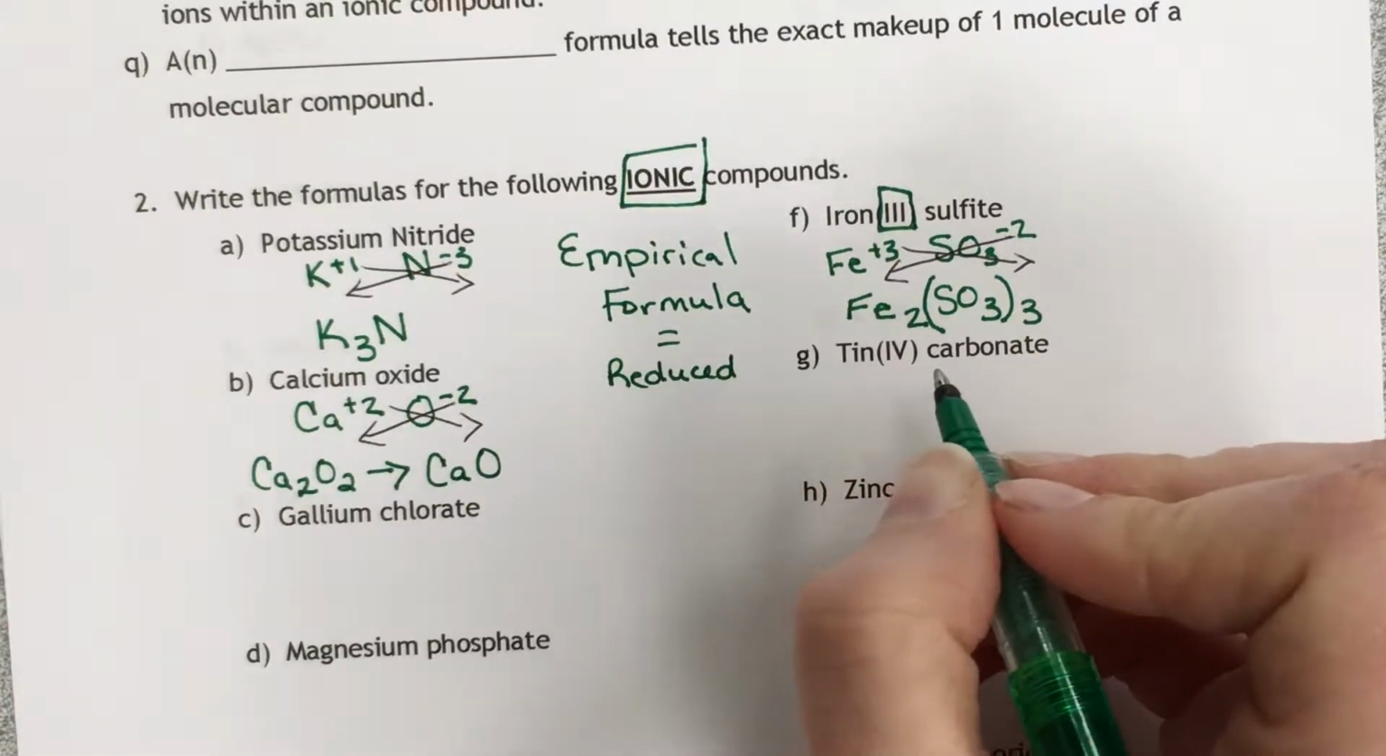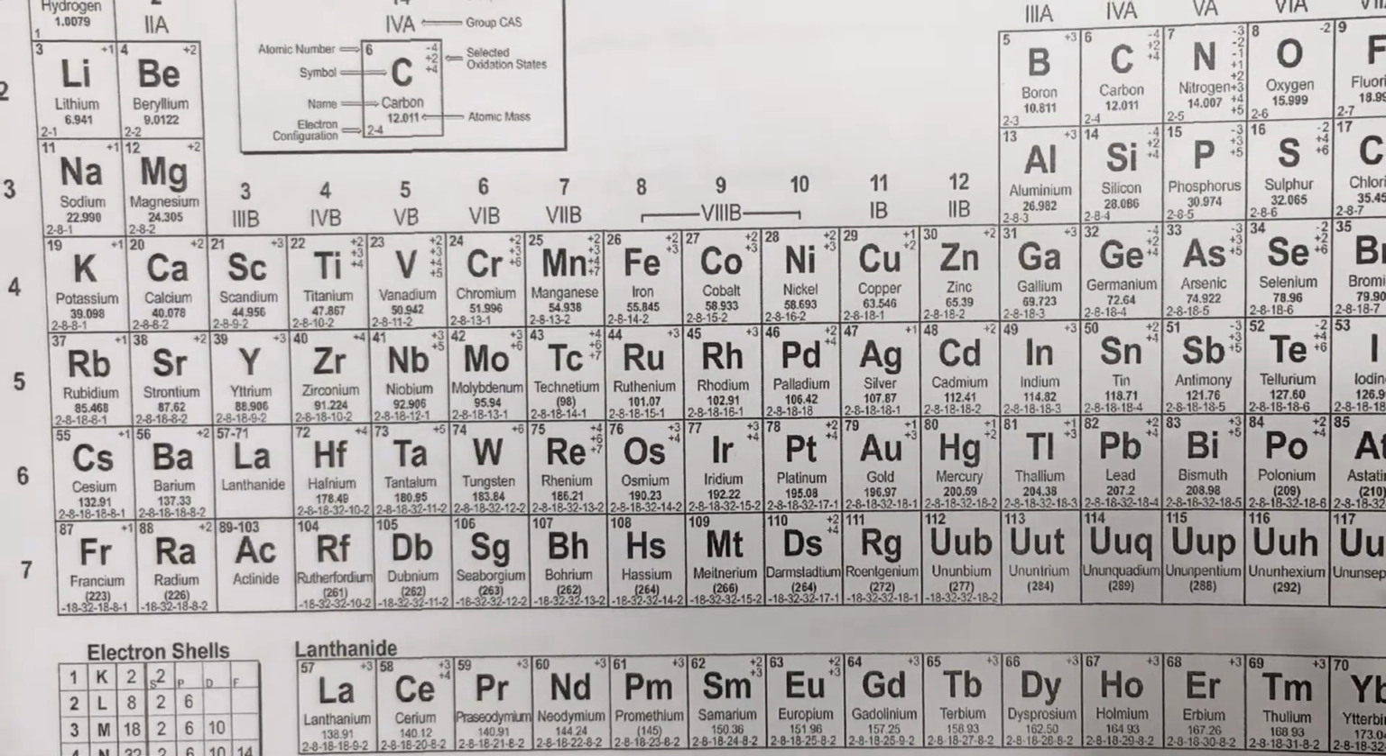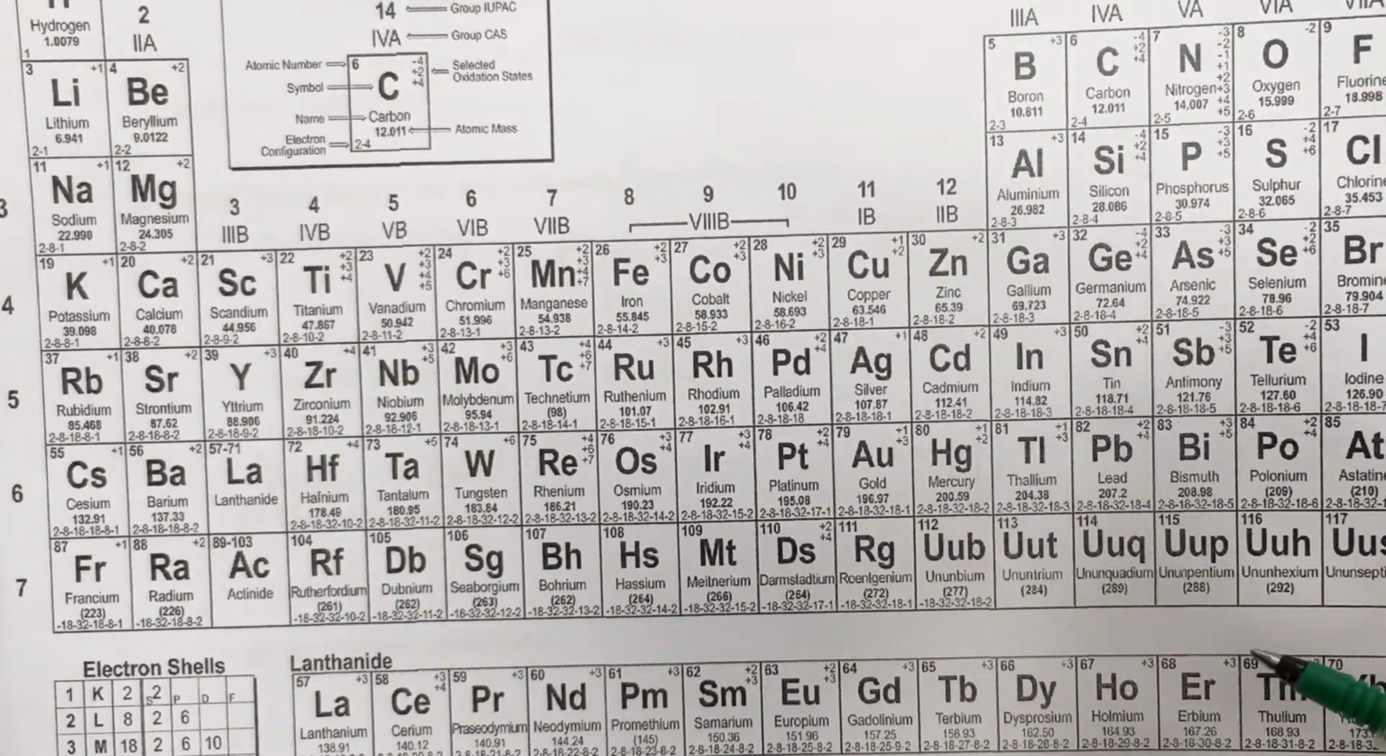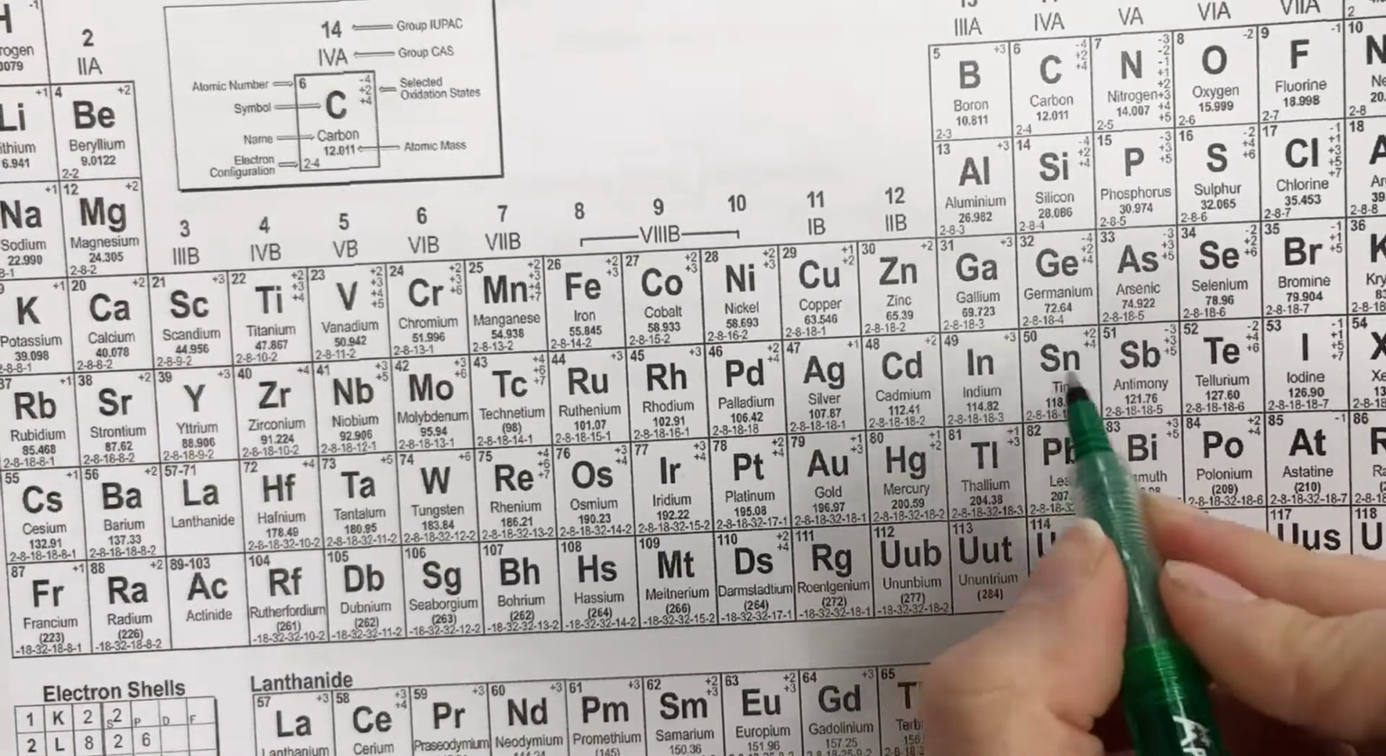Tin is one of those weird transition metals. I think it's like Sn. Here it is. Okay, so tin is right here.